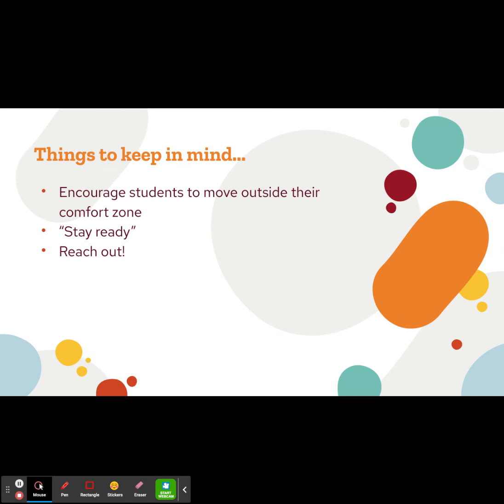Some things to keep in mind: encourage students to move outside of their comfort zone. It's very important that they have diverse experiences. Make sure you stay ready so you don't have to get ready, meaning make sure you are in tune with the latest global and social issues going on in the world. And reach out. There is no question that cannot be answered without reaching out or using a resource.